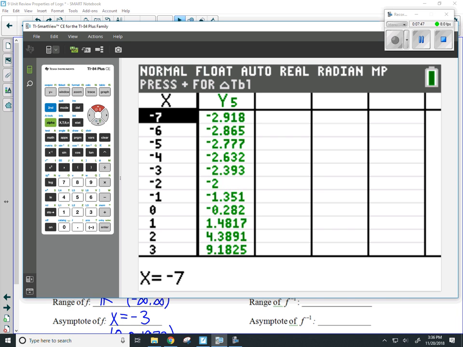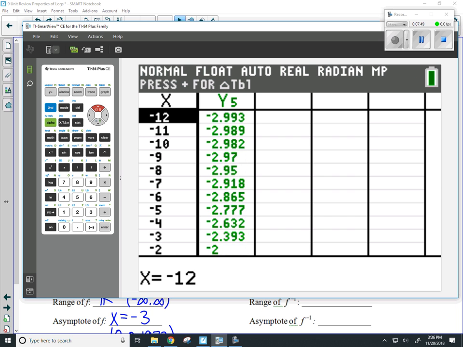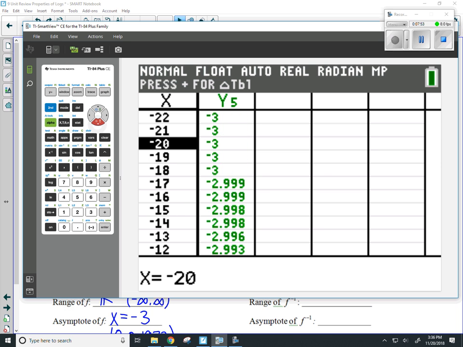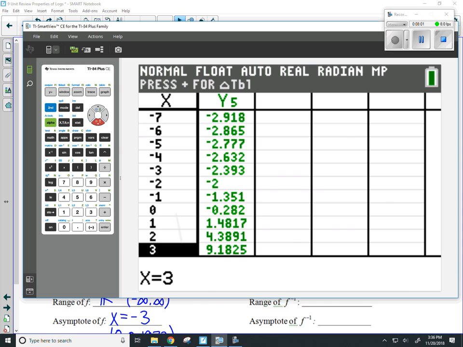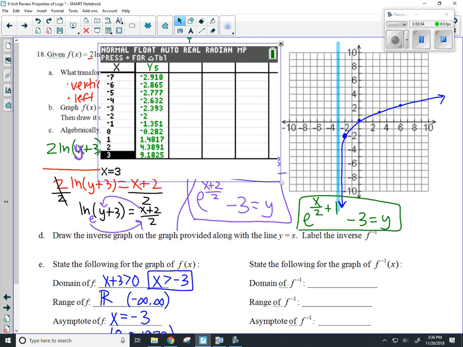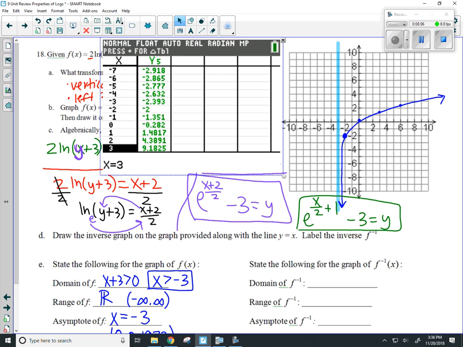It looks like this: if I go back this direction, notice how these numbers are getting closer and closer to -3, and eventually it actually gives us -3. That's where our horizontal asymptote is. So I'm going to pull this over here for a second, make it easier to graph.